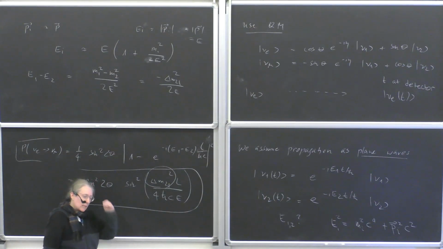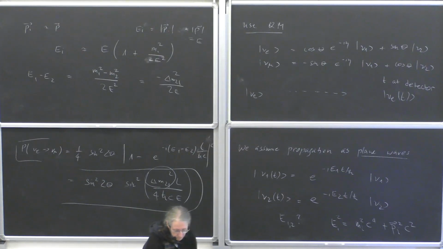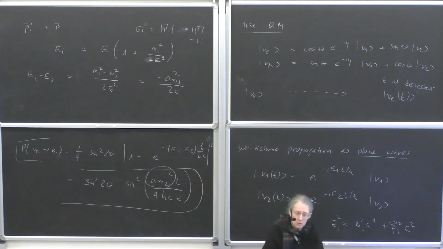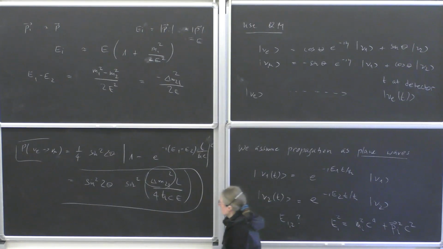Since it goes with the delta m square, what do you learn? So let's analyze this. What does this tell me? Anyone, any idea? What happens if the masses are 0? No oscillation. What happens if the masses are exactly equal? No oscillation. So very good.